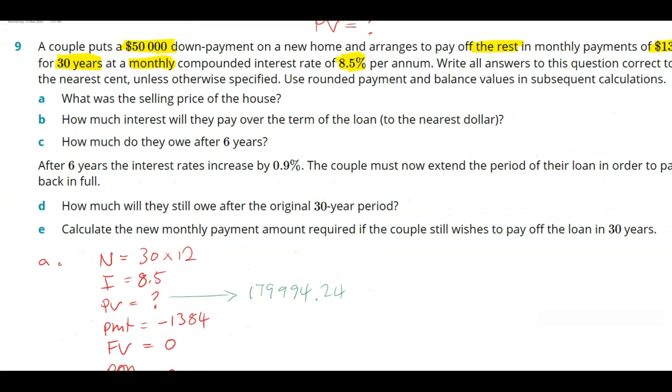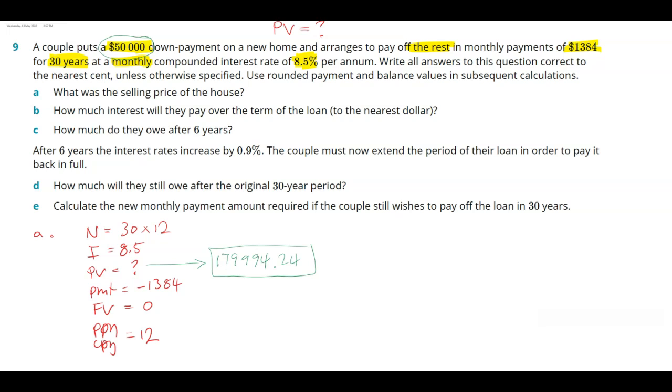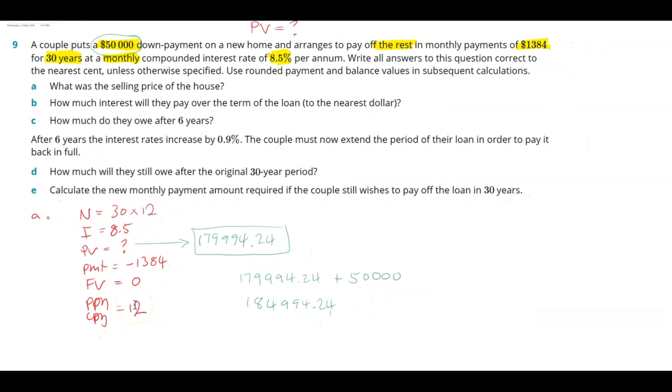Now remember that they borrowed that amount of money, but they already had a deposit as well of 50 grand. So actually the price of the house was the combination of those two. So the price of the house was this number plus 50,000, which gives you a value of 184,994.24.